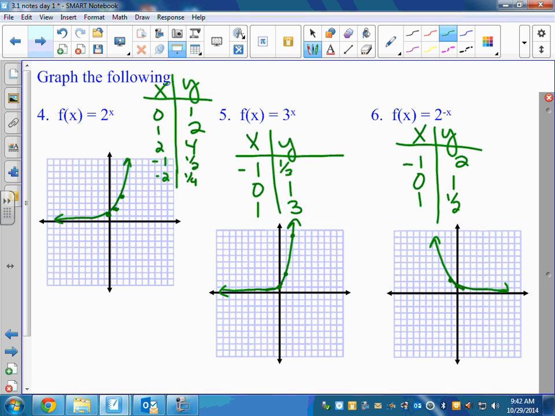So on the next slide, I just have some like comparing these growth and decay models, domain and range. We could think about that before we write it down.